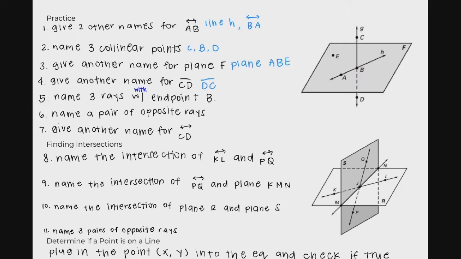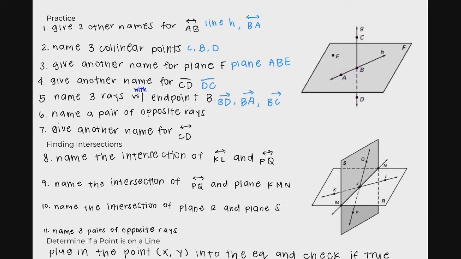Next we have name three rays with endpoint B. So endpoint B is right here. If we try to go this way, there's no other letter there, so we can't use that as a ray. But if we go down, we have the ray BD. If we go to the right, we have ray BA. And if we go up, we have the ray BC. And don't forget, for rays, the endpoint is the letter that comes first when you're naming them.